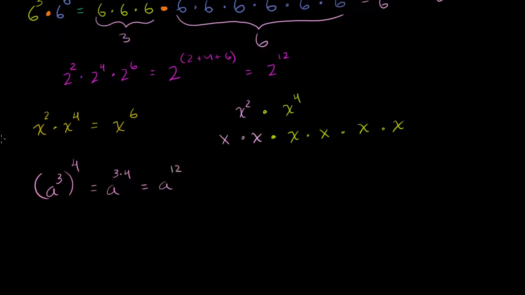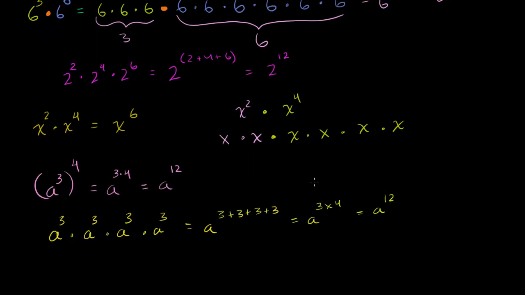And why does that make sense? Well, this right here is a to the third times itself 4 times. So this is equal to a to the third times a to the third times a to the third times a to the third. Well, we have the same base, so we can add the exponents. This is equal to a to the 3 plus 3 plus 3 plus 3 power, which is the same thing as a to the 3 times 4 power, or a to the 12th power.